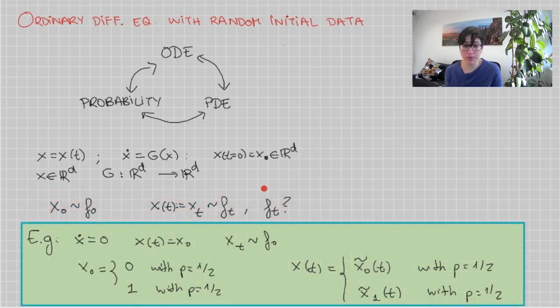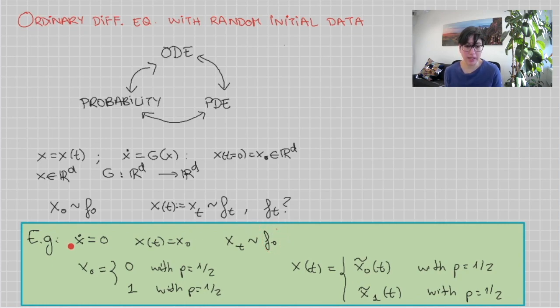And we can consider two very simple examples. The first one is assume that g is exactly 0, so our ODE doesn't change. For every time t, the value of the ODE is simply x0, and that means that the law of xt is going to be f0.